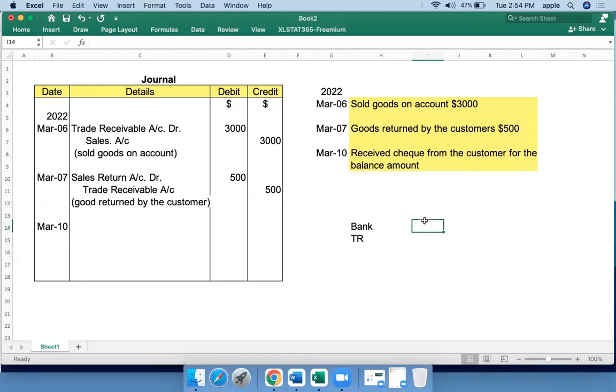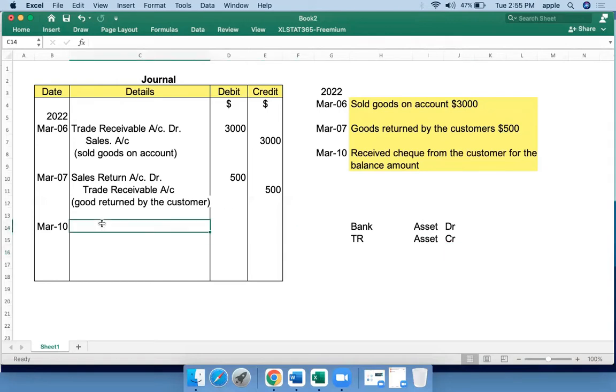Both are increasing? How come? Because with the bank you're getting more money, so bank will increase as an asset. Both are assets, right? Oh, both are assets. Okay, then bank will increase and is debited, and trade receivable will decrease now, because the person has paid us the money. Yes, so trade receivable will decrease.